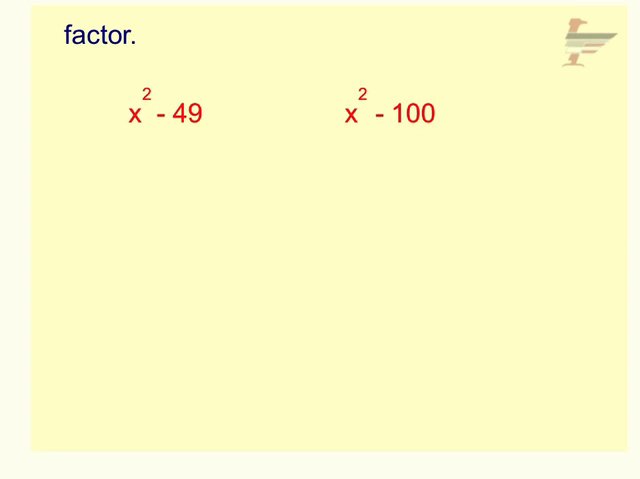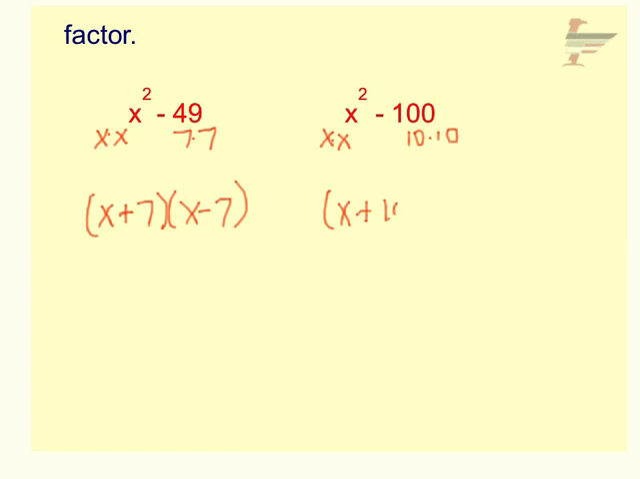Anytime you have two terms, you want to look to see if it is a difference of squares. That's an x times an x, that's a 7 times a 7. So we are finding the difference between two things that have been squared. So it'll be x plus 7, x minus 7. Over here we have an x times an x and a 10 times a 10, so x plus 10, x minus 10. So that's what your difference of squares looks like.